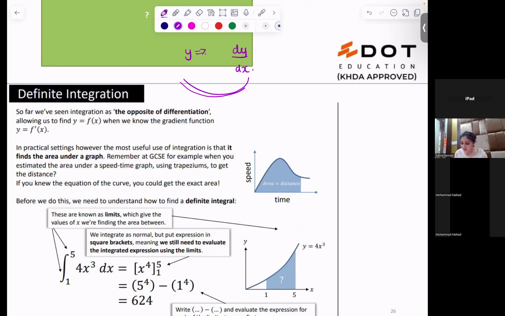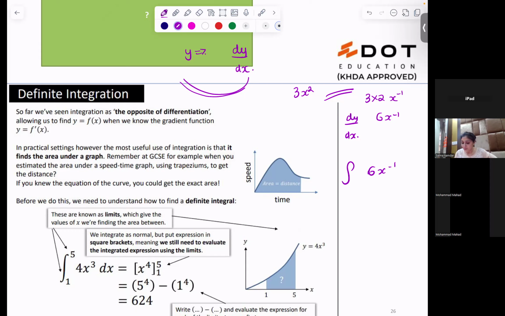Suppose my function is 3x squared. If I'm doing the derivative, what will I do? You'll do 3 into 2, which is 6. You will get 6x, multiply with the power and minus 1. So this becomes 6x to the power of 1. So it's dy by dx. If I want to integrate it, I can integrate the derivative, the gradient.